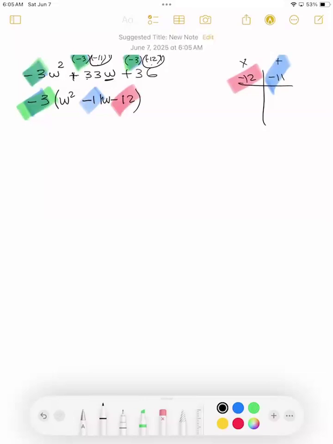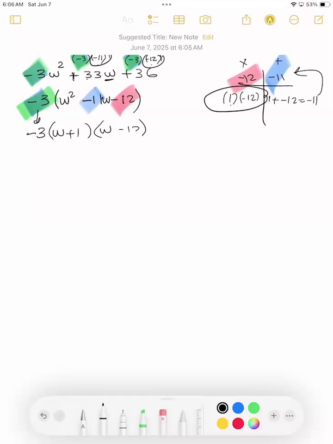To get negative 12, I start with 1 and negative 12. 1 times negative 12 is negative 12, and when I add them, I get negative 11. So these are the factors. I come back here, I have the negative 3 carried over, open up two parentheses, put w inside each parentheses, and then I put plus 1 and negative 12. And that is your answer.